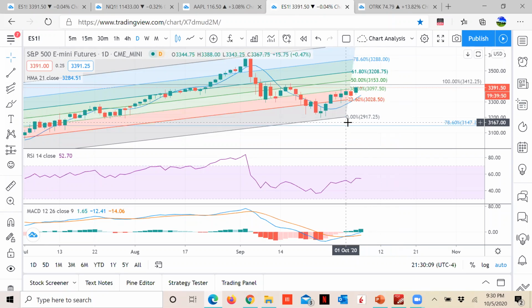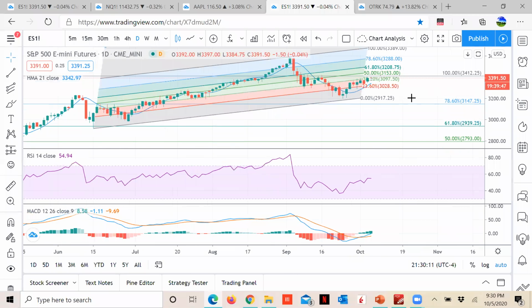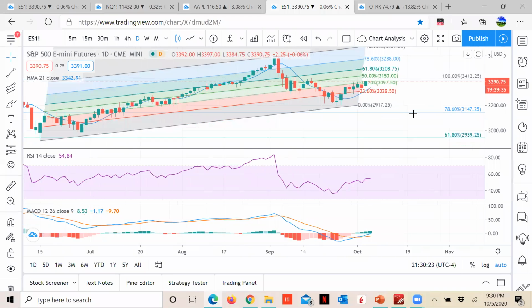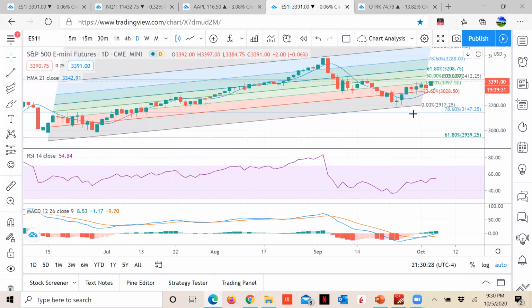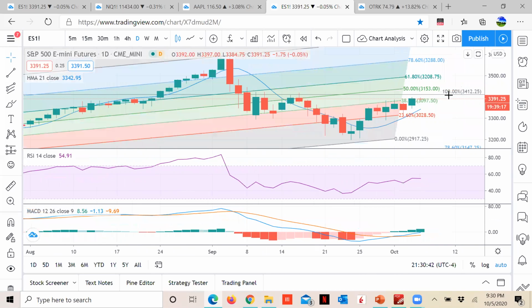I just drew two low points, one here and one there, and then one high point in the middle of these two lows. It basically gave me a trending channel for this S&P 500 index. So this is the 0% line, that's the 100% line, and in between these percentages, they're similar to the retracement.